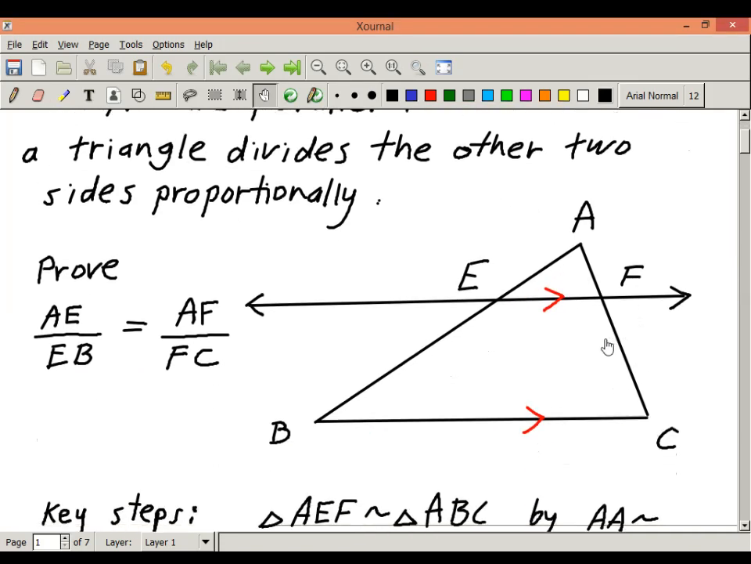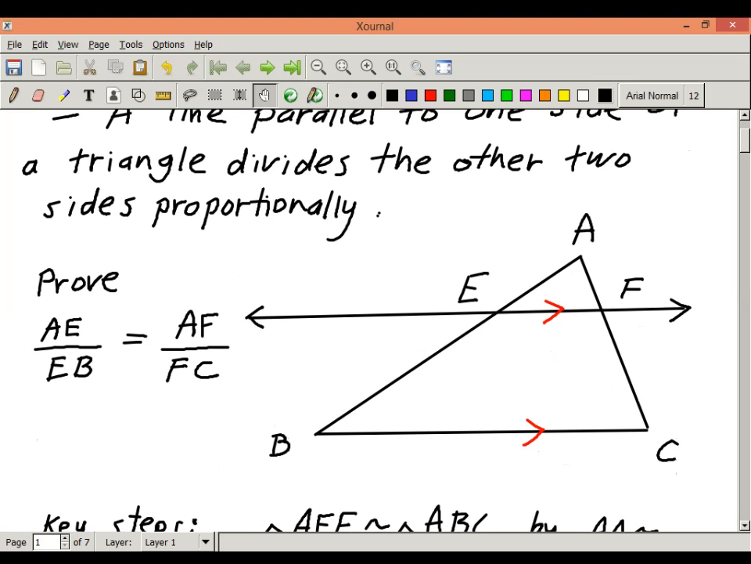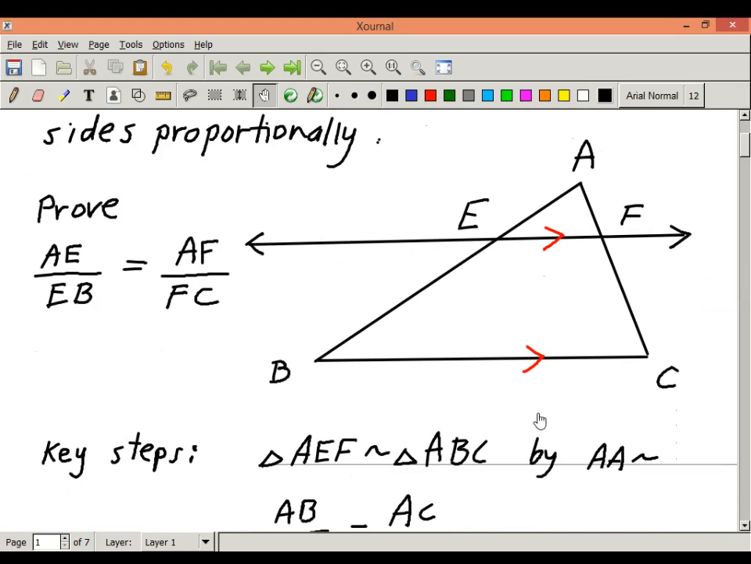So if you look at this drawing I have here, we have a triangle ABC and then a line that's parallel to one side. So we're trying to prove that the two sides that are intersected by that line are divided proportionally. We're trying to prove that AE divided by EB, so the two pieces of the left side, that ratio will be equal to AF divided by FC. Okay, so there's your drawing.